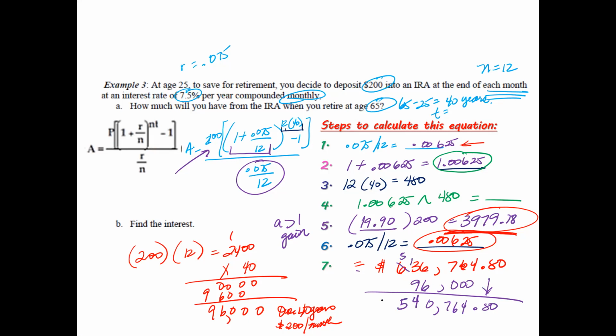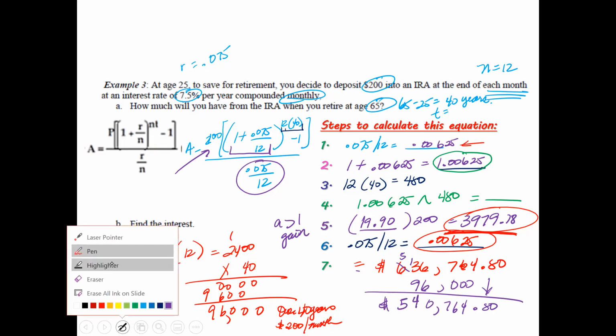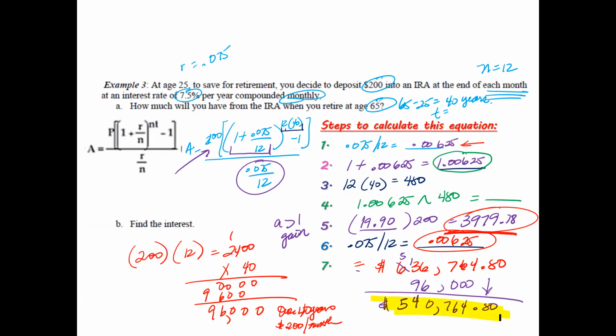So you're still making a significant amount of money. And that gives you $540,764.80, which is still a lot of money if you think about that. You know, when you're investing $96,000, you're getting over 5 times that back. So it's still a worthwhile investment. And this one is really just at 5.5%. Most IRAs probably give you around 10 to 12%. So that's pretty impressive.